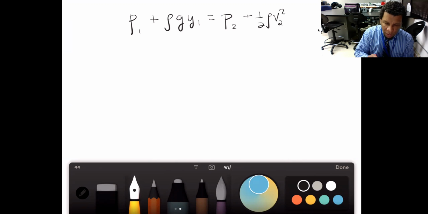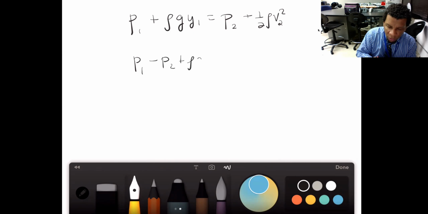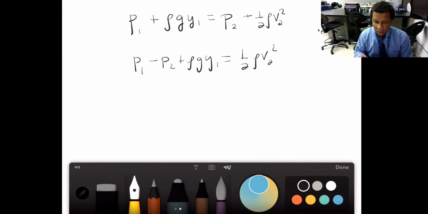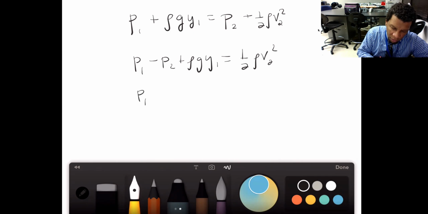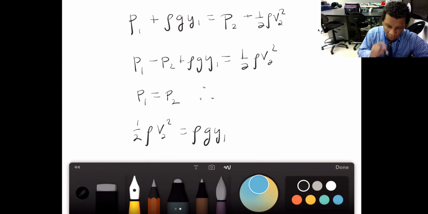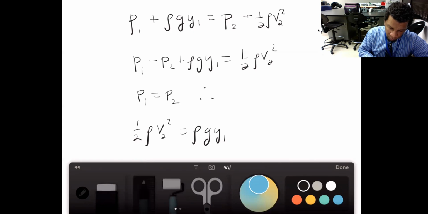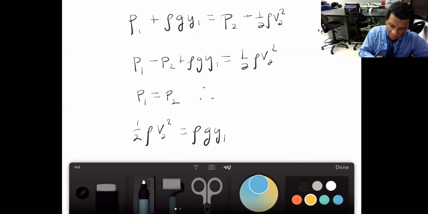All right. Now let's just take the P's to the same side. P1 minus P2 plus rho g y1 equals 1/2 rho V sub 2 squared. What we have here is a scenario where we know that P1 is just equal to P2. Therefore, we can write 1/2 V2 squared equals rho g y1. So all that means is that this piece right here is just 0.